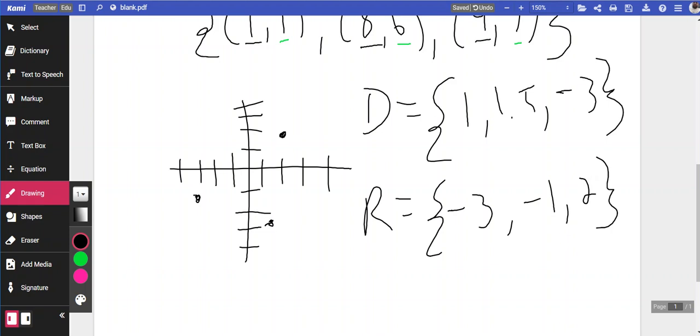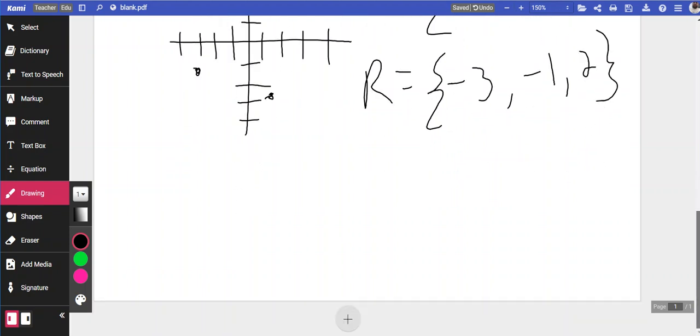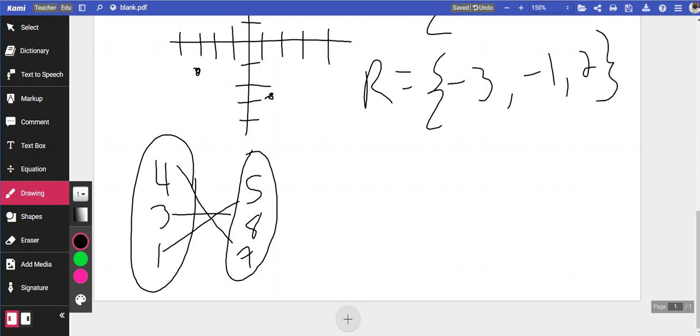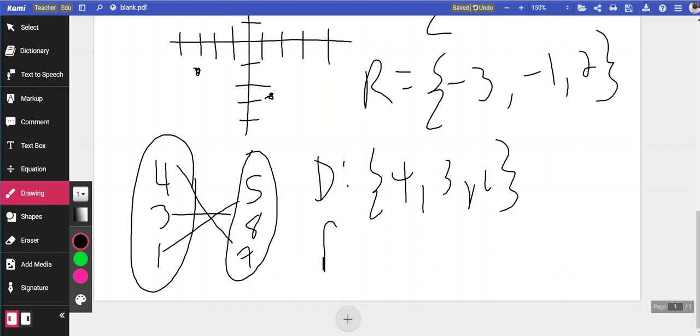The other way you can do this is with mapping. If you're going to do mapping, here's your 4, here's your 3, and here's 1. Those are your domain. And then your range is 5, 8, 7. So if I did 1 going to 5, 4 going to 7, and 3 going to 8, my domain is literally 4, 3, 1, and my range is literally 5, 8, 7.